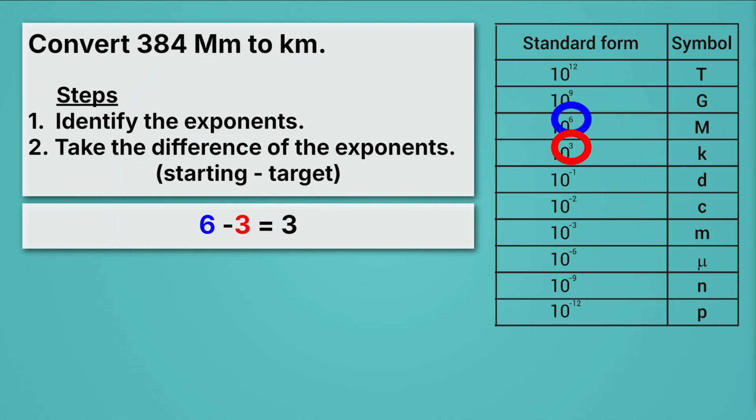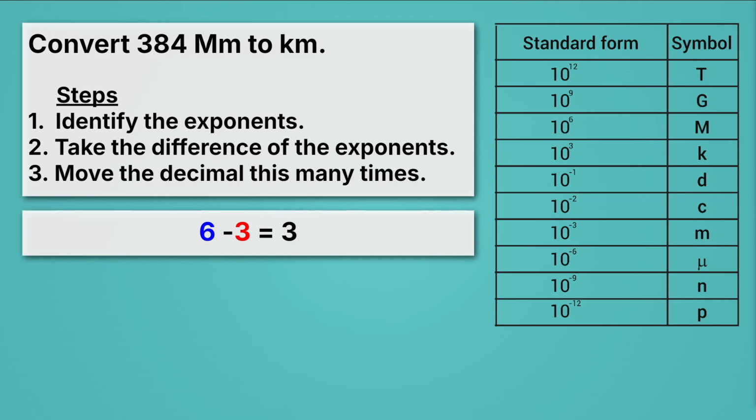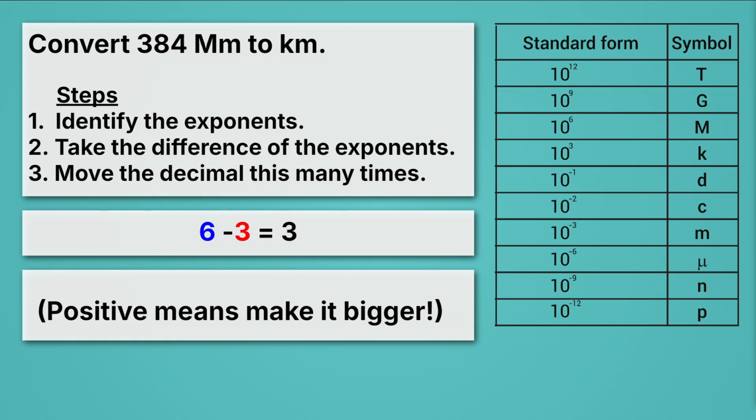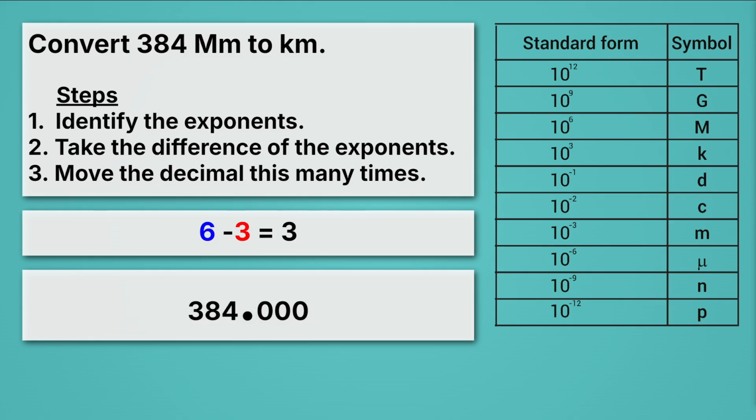Great. What do I do with that positive 3? Well, that tells me how many times I want to move the decimal. In this case, I need to move it 3 times. If the difference between my exponents is positive, that means I should make the number bigger. If the difference is negative, make the number smaller. So for positive 3, we take 384 and make it bigger. We move our decimal 1, 2, 3 times. That gives us 384,000 kilometers.